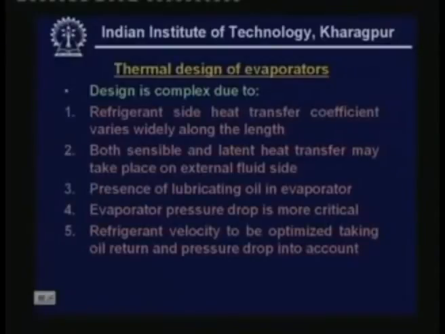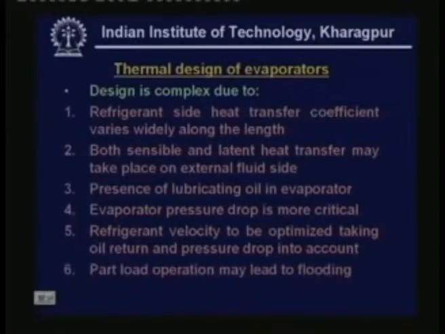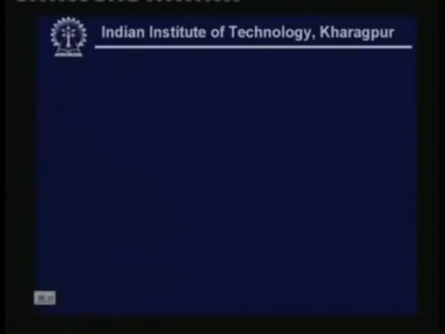So you have to design the evaporator in such a way that the pressure drop is less than the acceptable level. That means as far as possible, it should be as small as possible. This again puts constraints on the design of the evaporator. As I have already explained, refrigerant velocity has to be optimized, taking both oil return and pressure drop into account. And finally, part load operation may lead to flooding of the evaporator, which may lead to slugging of the compressor.